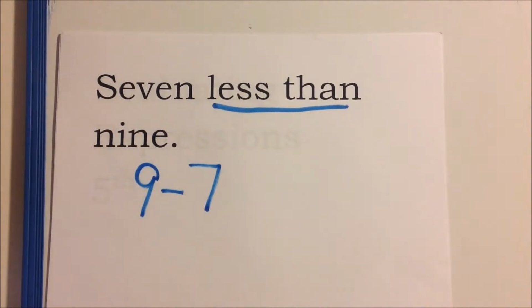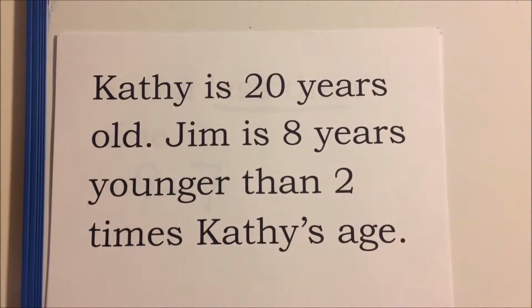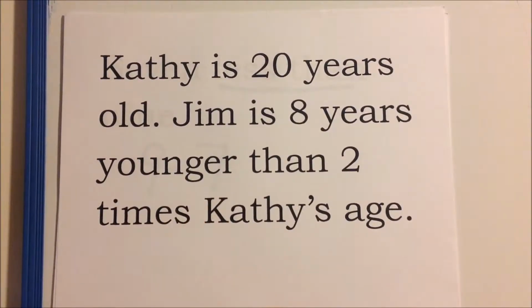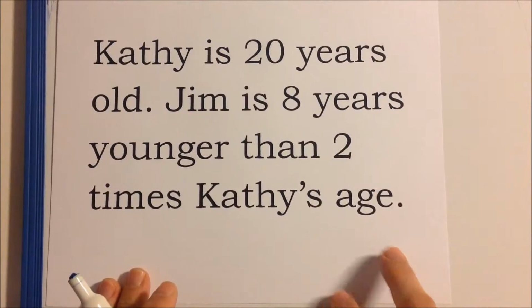Let's go over a word problem here. It says Kathy is 20 years old. Jim is 8 years younger than 2 times Kathy's age. How would we write an expression for that? Okay, so this could be a little tricky. So do it very slowly. Do it one at a time.